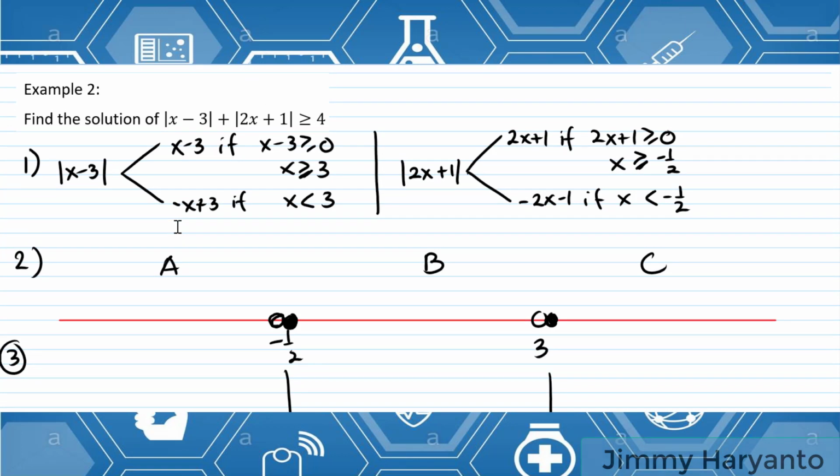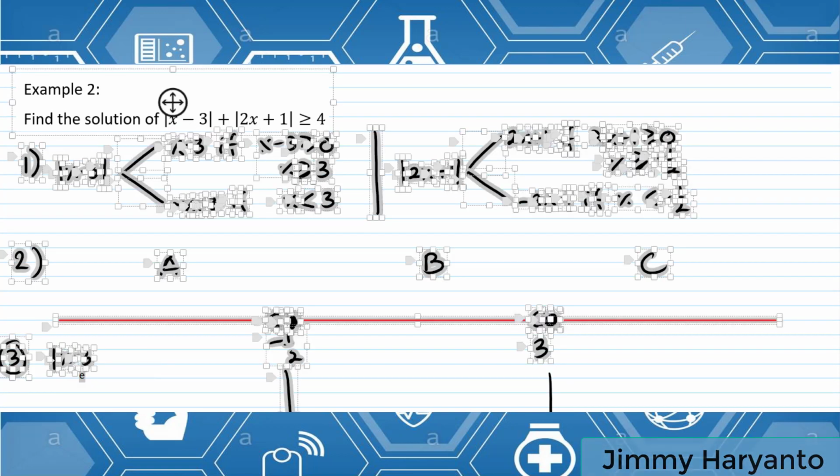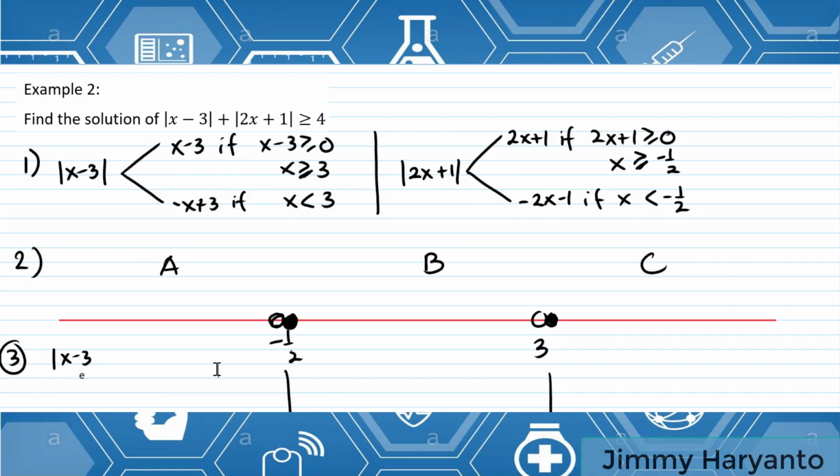The question is the absolute value of x minus 3, plus the absolute value of 2x plus 1, greater than 4, and this one is also the same.